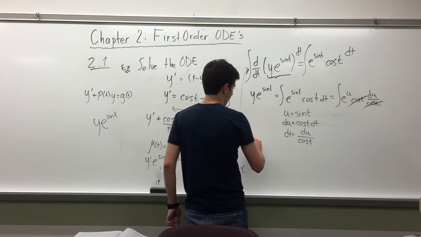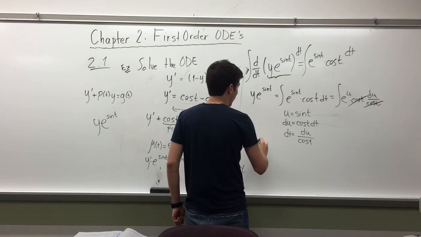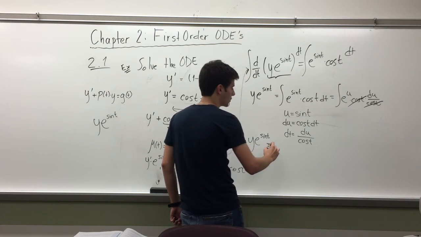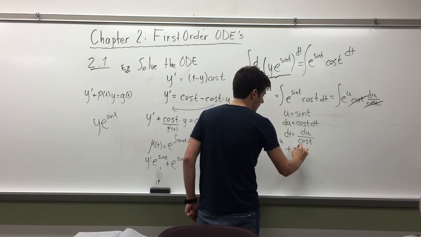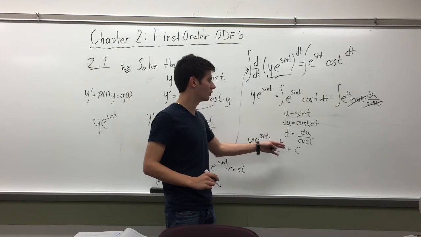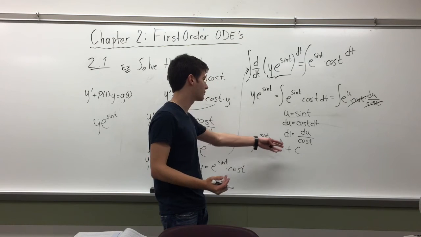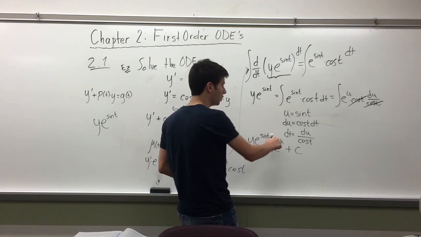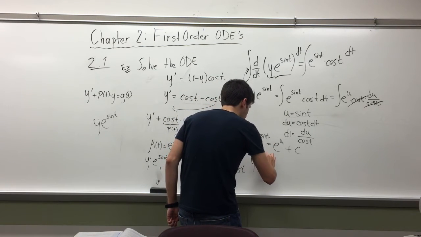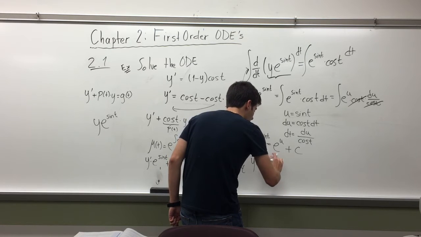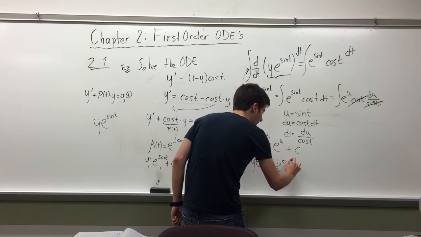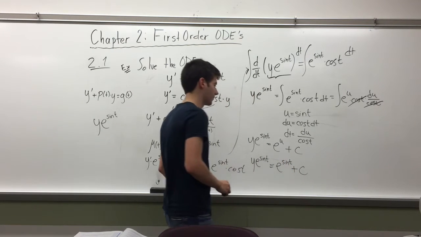So we're going to have y e to the sine of t equal to e to the u plus c, right? But we can't leave it like this because we were the ones that defined u, so we have to plug it back in. So u was sine of t, so y e to the sine of t is equal to e to the sine of t plus a constant.